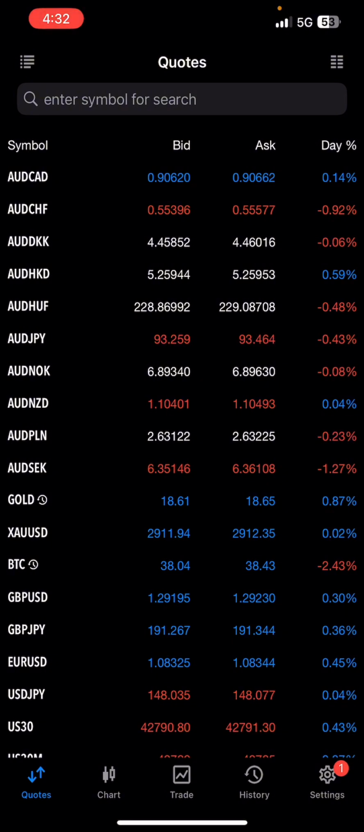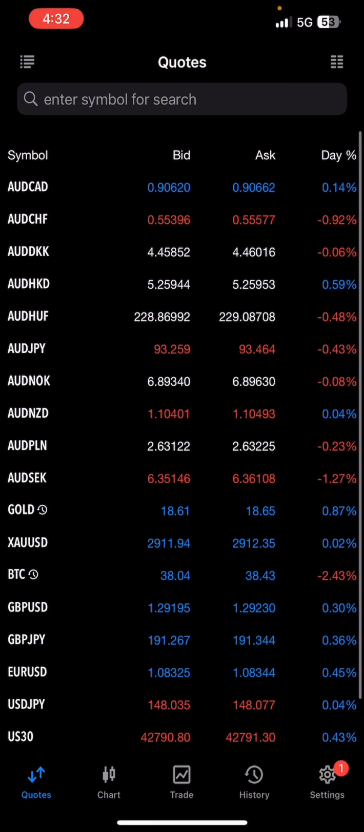So for AUDCAD, which is the first symbol here, AU represents Australia, D represents dollar, CA represents Canada, and then D represents dollar. So it's basically Australian dollar versus Canadian dollar, right?